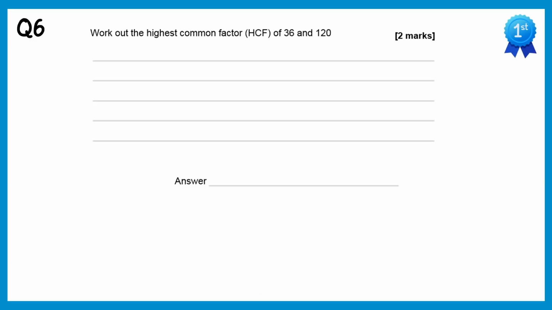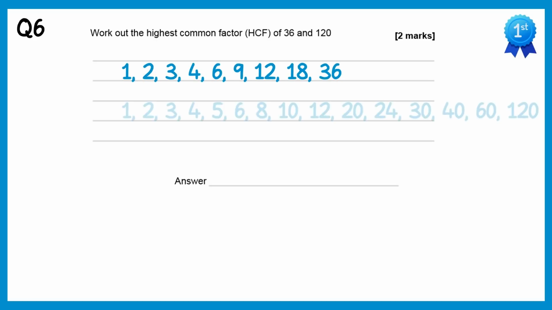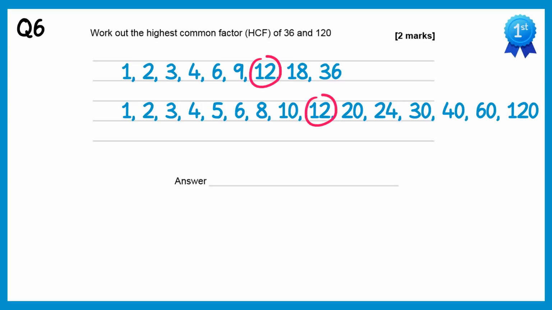For this question, we're trying to find the highest common factor of 36 and 120. There are two ways you might do this. First of all, you could write down all of the factors of 36, and then all of the factors of 120, and then find the highest one that's in both lists. That happens to be 12, so the answer is 12.